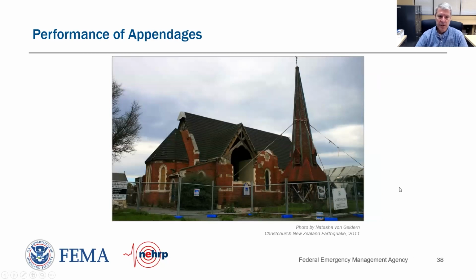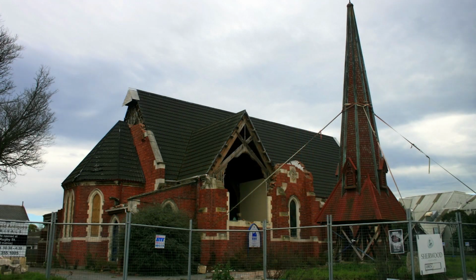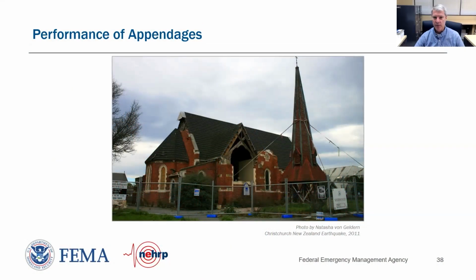We can have appendages that fall. We've got a lot of old churches that are unreinforced masonry that have church spires on top. We have gable ends on a lot of the projections. Those are subject to higher displacements, and being unreinforced, they're more susceptible to damage and could fail and then fall. So here's a photograph showing a church in Christchurch during the 2011 earthquake.